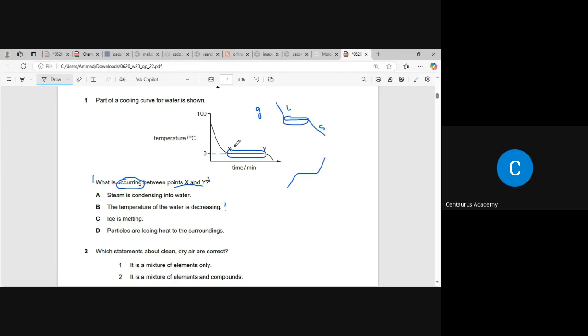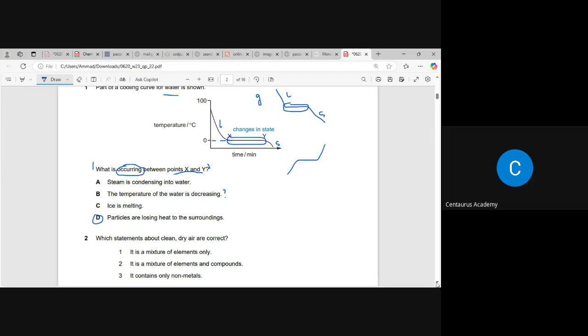So we have said that whenever you have a horizontal plateau phase in a cooling curve or a heating curve, changes in state take place. So the physical state is being converted. All right, and what is being converted here? This is already a liquid, and at 0 the liquid is going to turn to ice, and it is obviously liquid water that we're talking about. Water is converting into ice. So the correct answer in this case scenario is going to be particles. They are going to lose heat to the surroundings.